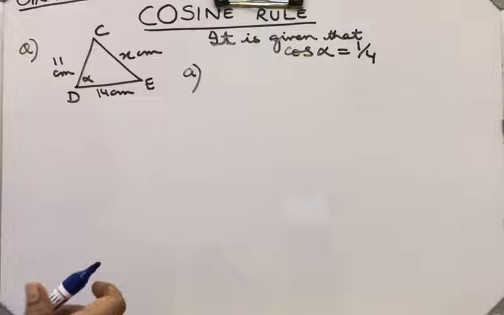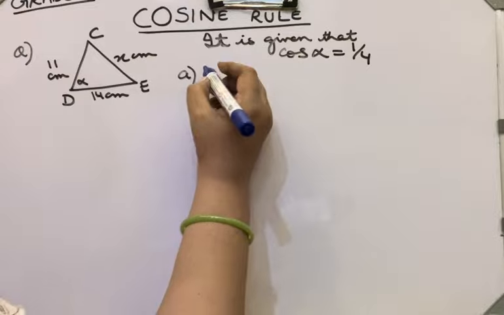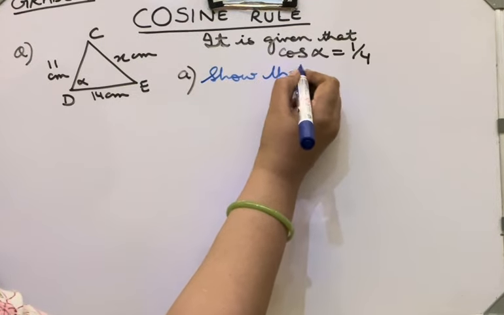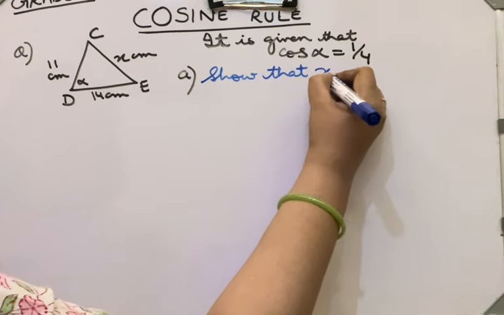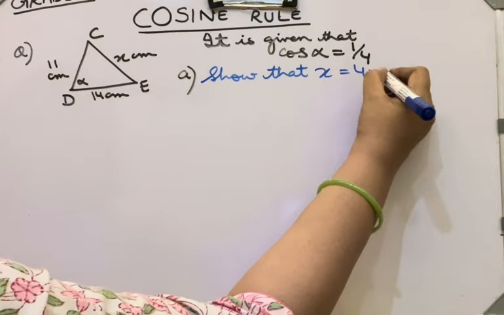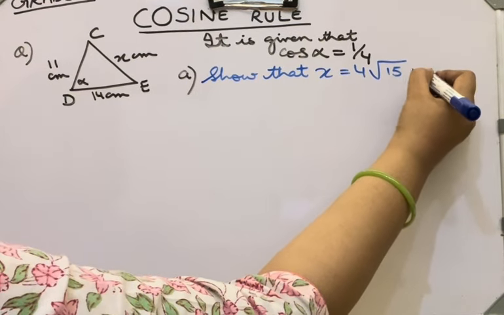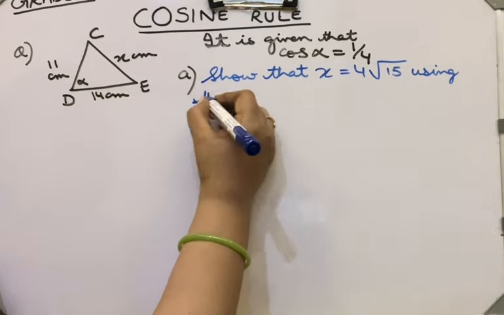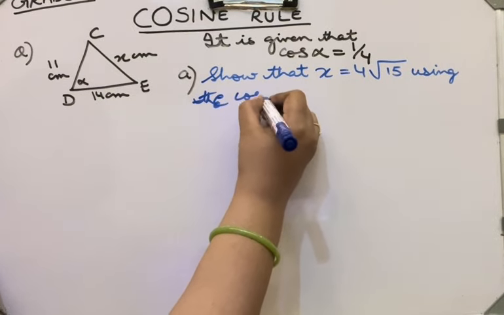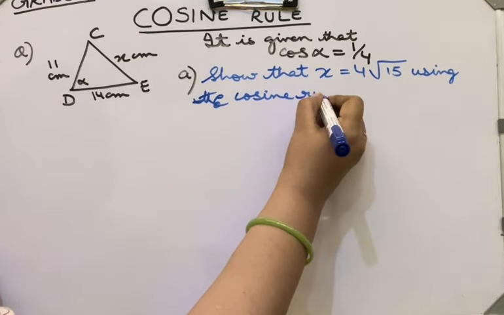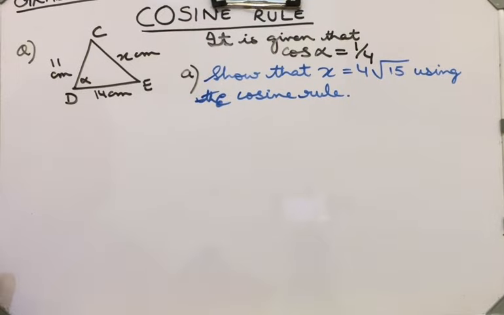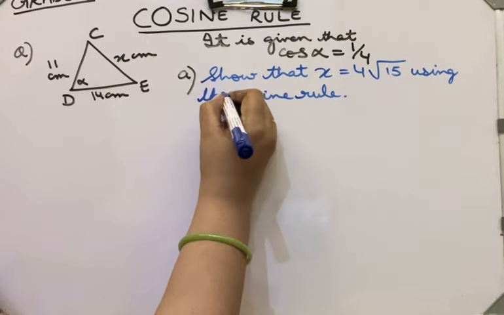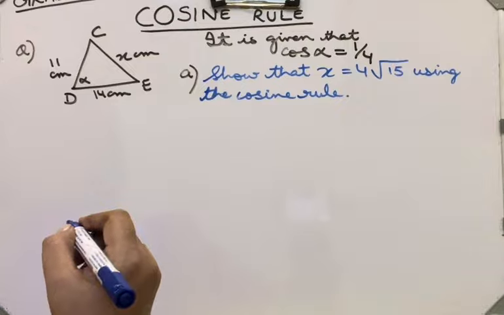It is given that cos alpha is 1 by 4. Now part A, show that x is equal to 4 root 15 using the cosine rule. Now let's begin solving.